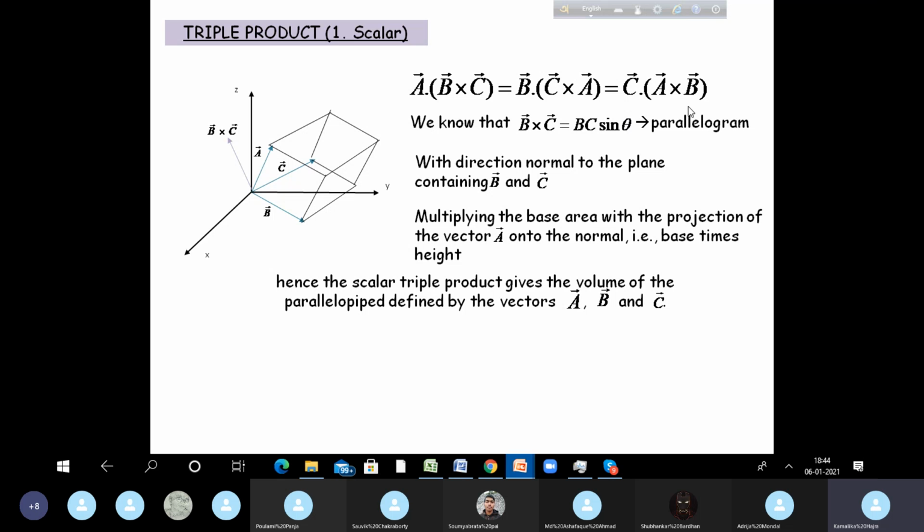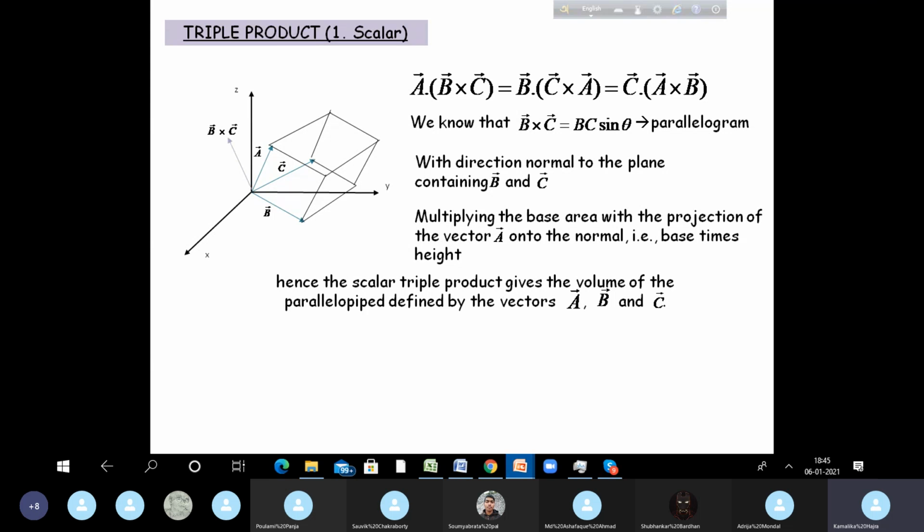Similarly, C dot A cross B. A cross B is this parallelogram over here. Okay? So when you take the projection of C onto A cross B, then you are getting the base multiplied by the height. So same parallelepiped. So A dot B cross C, B dot C cross A, and C dot A cross B all have the same value, that is the volume of the parallelepiped formed by the vectors A, B, and C.